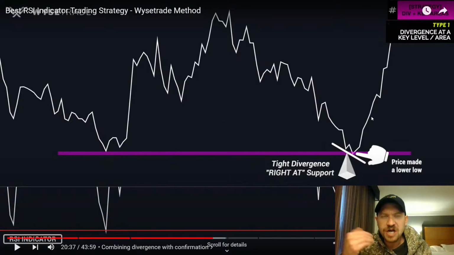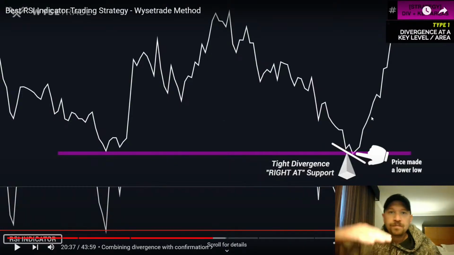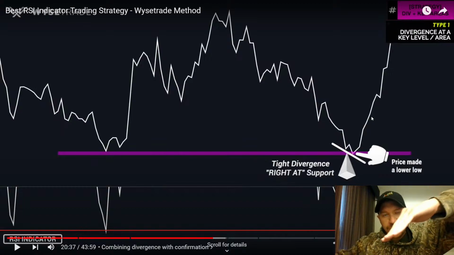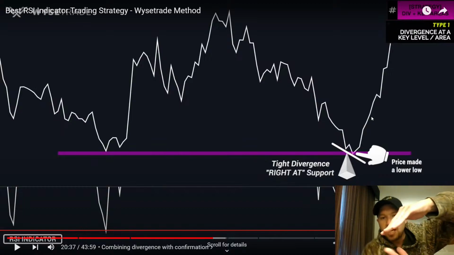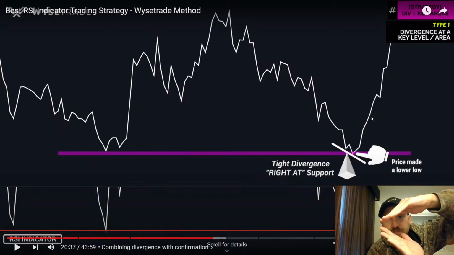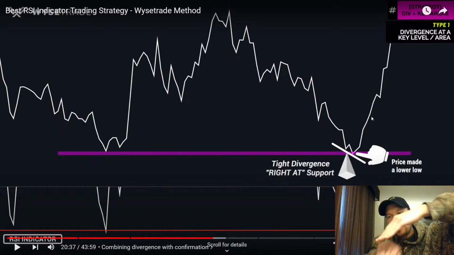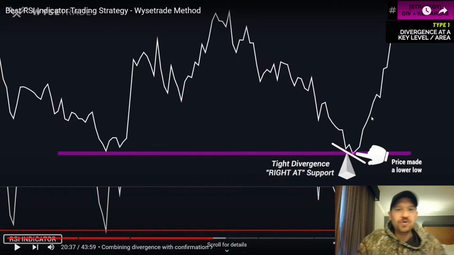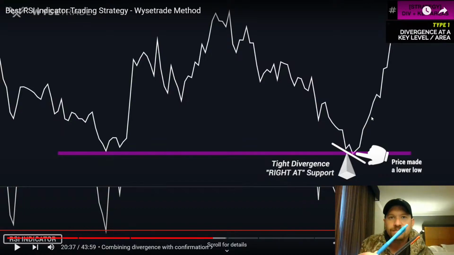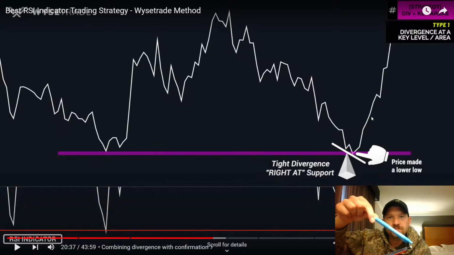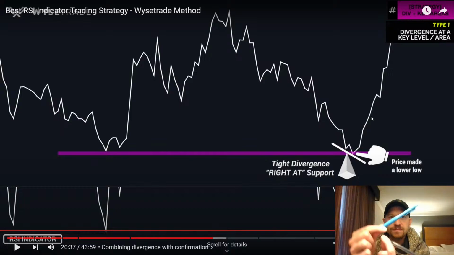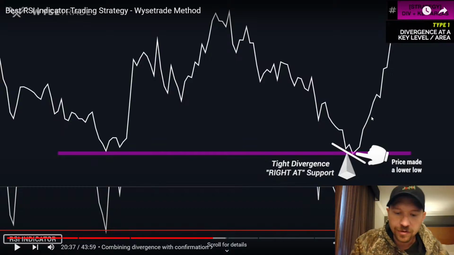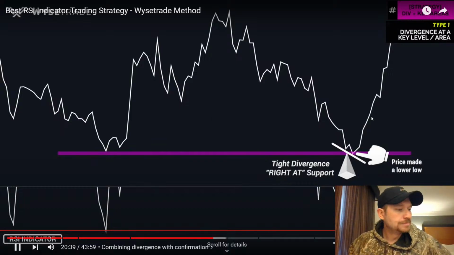Are you guys seeing this divergence here? Again, one is saying it's going down, but the RSI is saying it's going up. That is the divergence. If they're both going in the same direction, then that's not a divergence. It has to go like this, or like this. These are divergences. Super useful. Showing a clear, tight divergence.